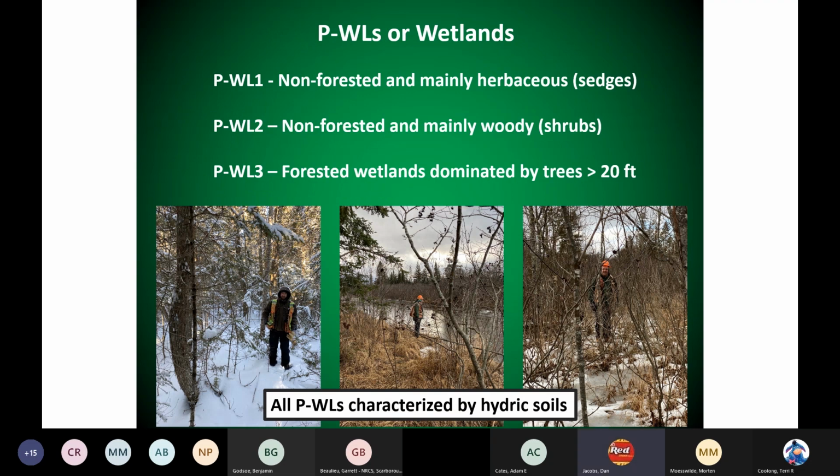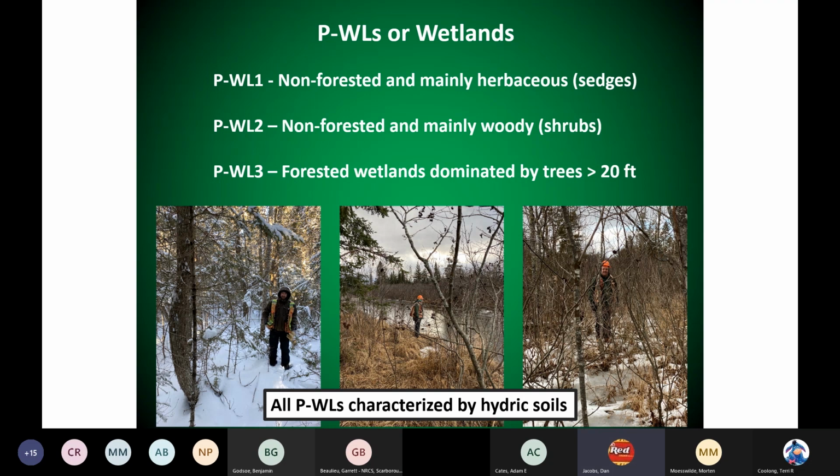Okay, the last category of protection sub-district that I'm going to cover and describe today is P-WLS, or wetlands. And like I said, there's 3 varieties that we deal with in LUPC towns and Chapter 27 towns. PWL1s are non-forested wetlands. These are primarily herbaceous vegetation. PWL2s are non-forested wetland, and this is shrub areas. PWL3s are forested wetlands and dominated by trees that are greater than 20 feet in height.